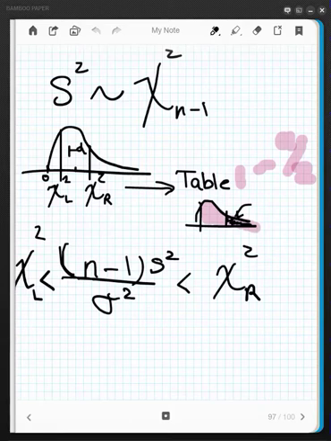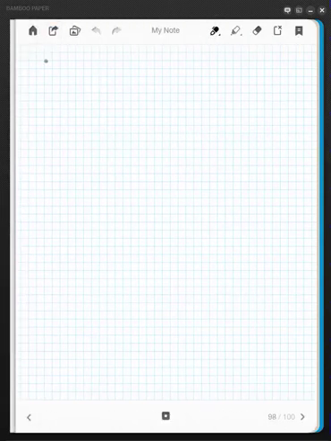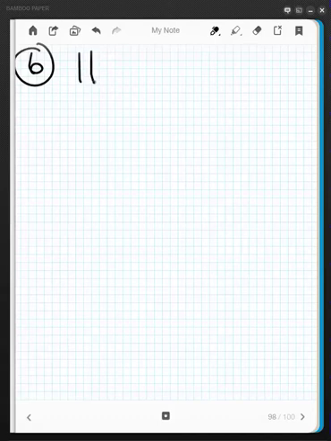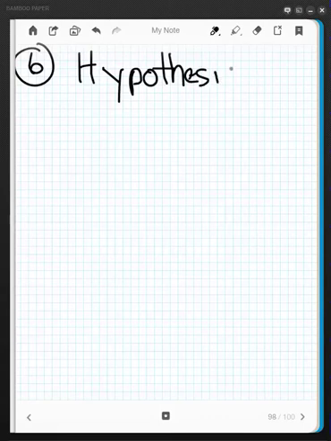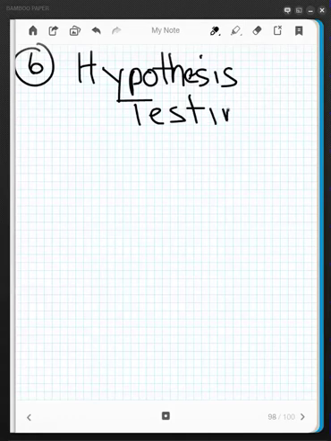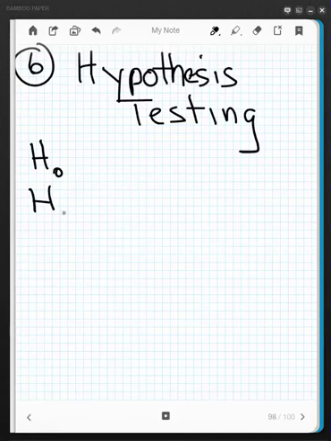All right, now the very, very last thing that I want to talk about is our little bit of hypothesis testing that we're going to be talking about on this test. So hypothesis testing. What do I want you to know for hypothesis testing? Well, number one, I want you to be able to write hypotheses. I want you to be able to write a null hypothesis and an alternative hypothesis, an H sub 1 or H sub A, whichever one you want to use.